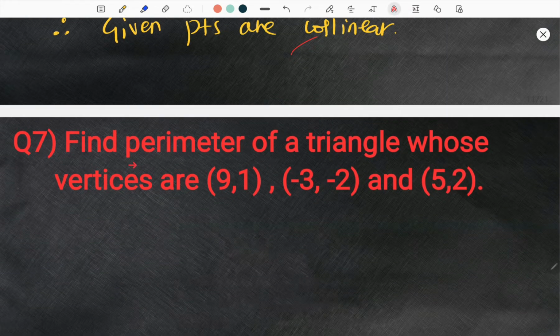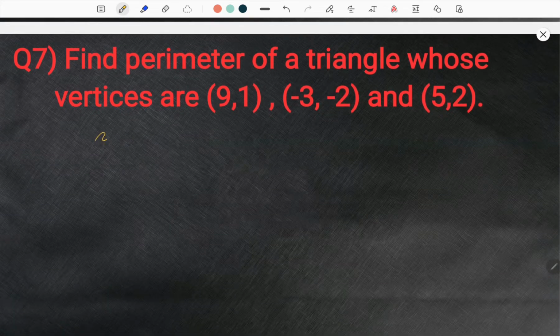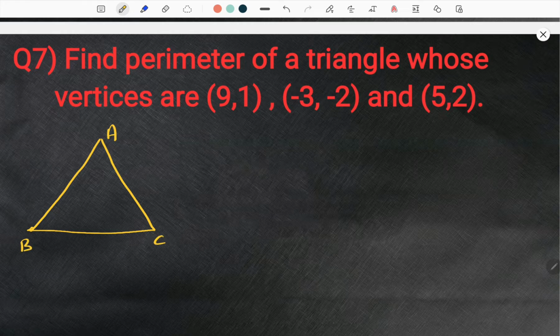All right, then moving forward to next question. Next question is like this: find perimeter of a triangle whose vertices are 9, 1, minus 3, minus 2 and 5, 2. Okay, this is again a simple question. For example, this is the triangle, this is related to the distance formula. This is ABC. This is A, 9, 1, B is minus 3, minus 2, C is 5, 2. Just find out the distances directly here.